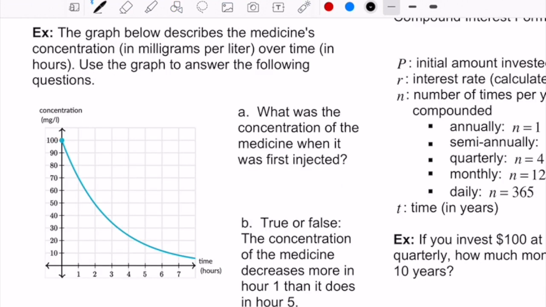In the next example, you're given the graph of an exponential function. The first question asks, what was the concentration of the medicine when it was first injected? Your y-intercept shows you the initial value. So here we can say that the initial concentration of the medication was 100 milligrams per liter.